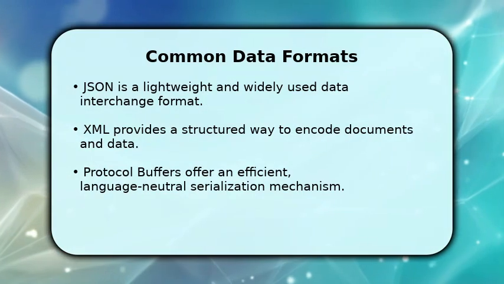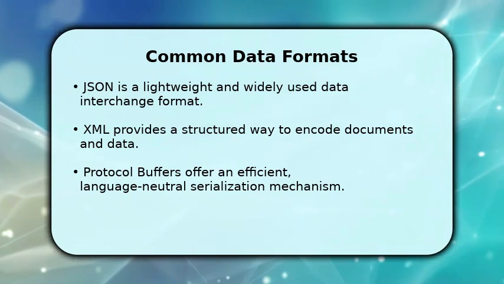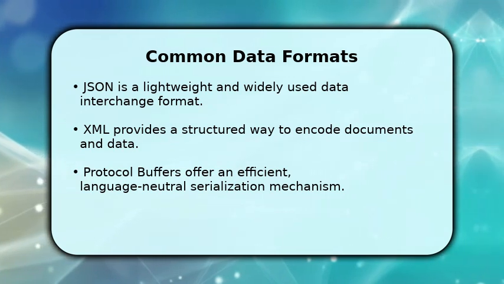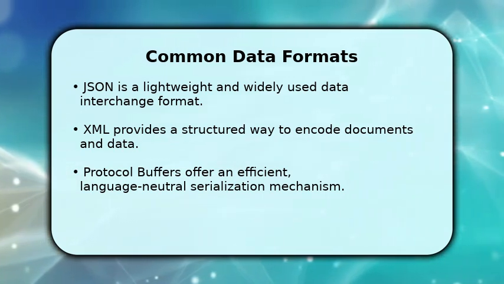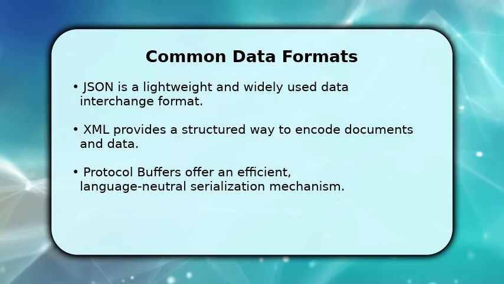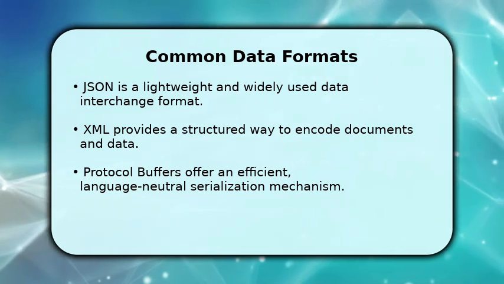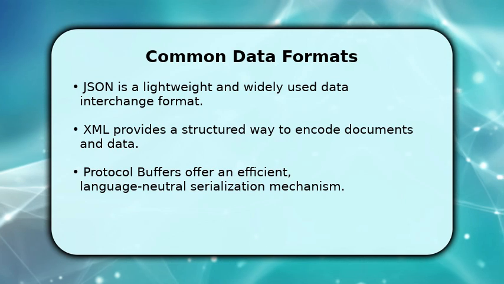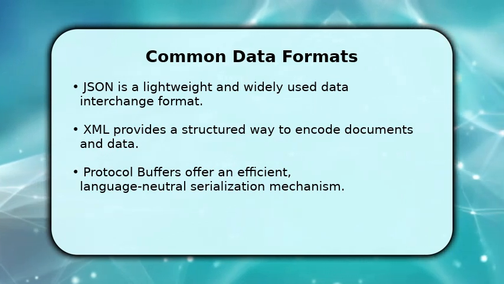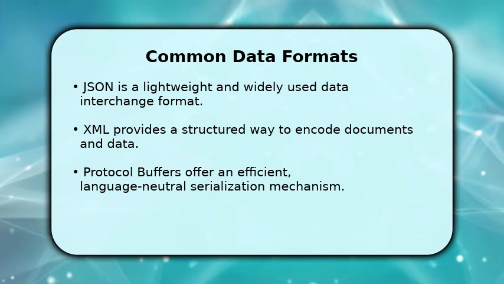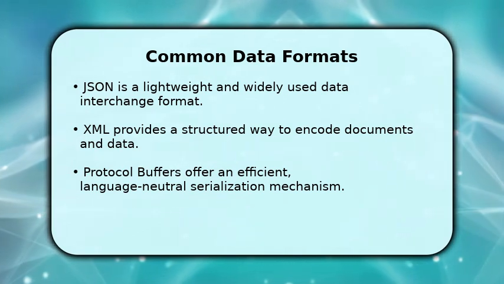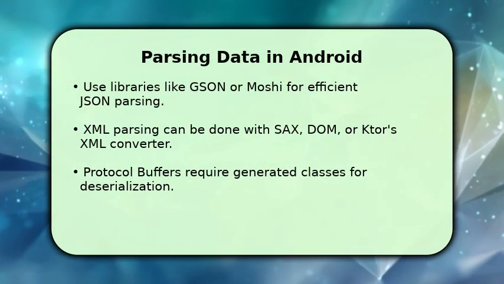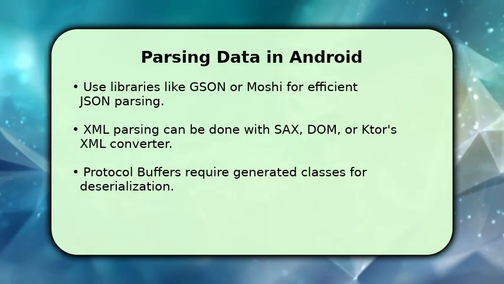When working with Android, you'll frequently encounter several common data formats. JSON, or JavaScript Object Notation, is incredibly popular due to its human-readable structure and efficiency. XML, or Extensible Markup Language, is another robust option, often used for more complex hierarchical data. For high-performance scenarios, protocol buffers from Google offer a compact and fast way to serialize structured data, significantly reducing payload size and parsing time.